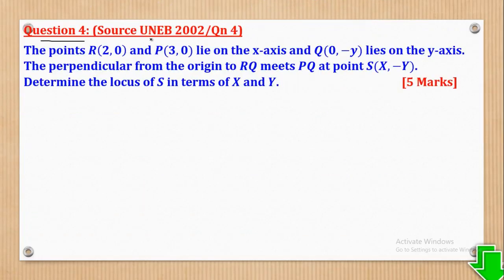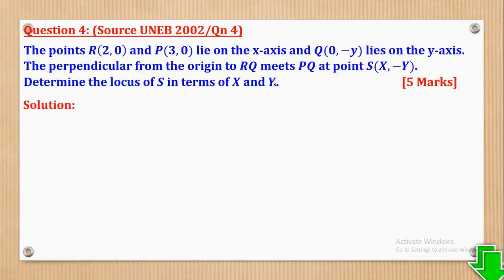So question 4 came from UNEB 2002 paper 1 question 4 and says the points R, which is (2,0), and P, which is (3,0), lie on the x-axis, and Q, which is (0, -y), small y, lies on the y-axis. The perpendicular from the origin to RQ meets PQ at point S, which is (X, -Y), capital X, capital negative Y. Determine the locus of S in terms of X and Y in capital letters.